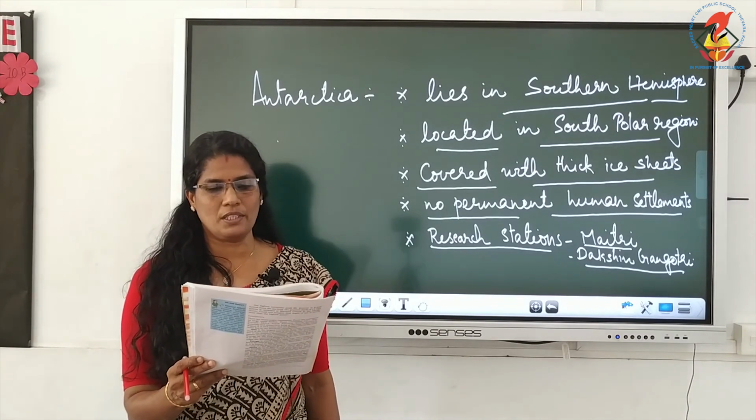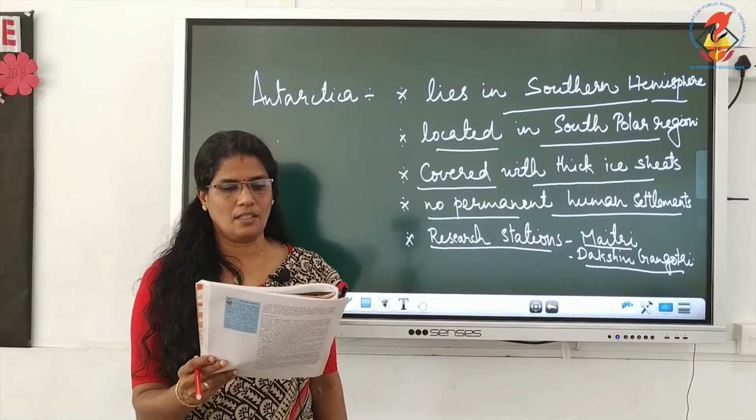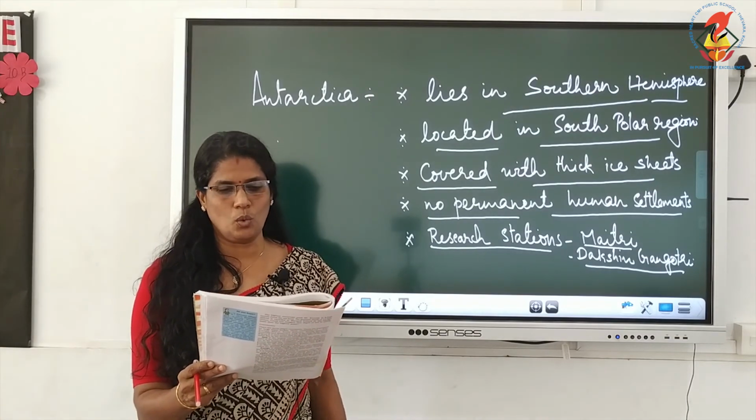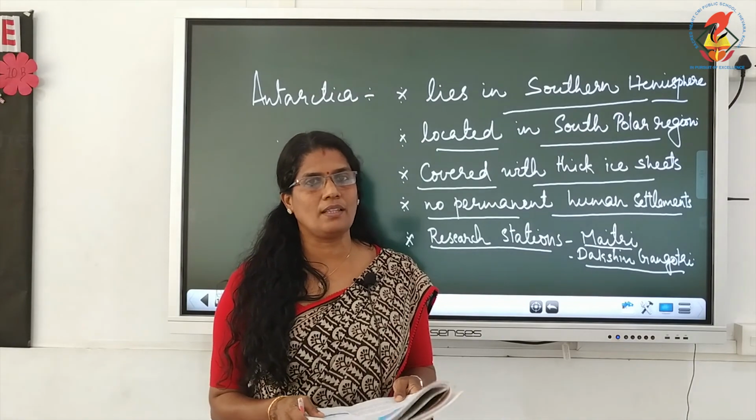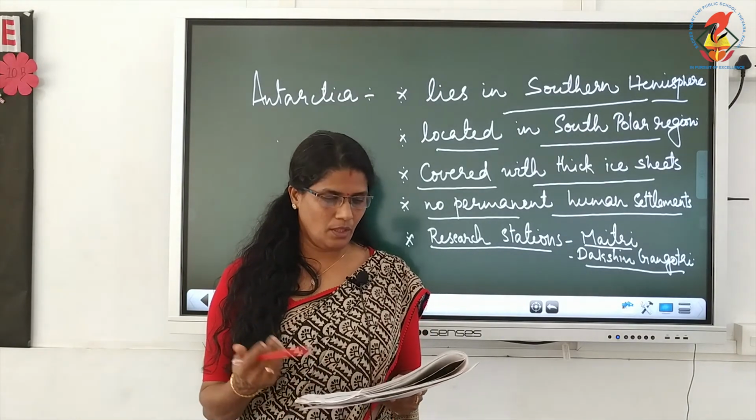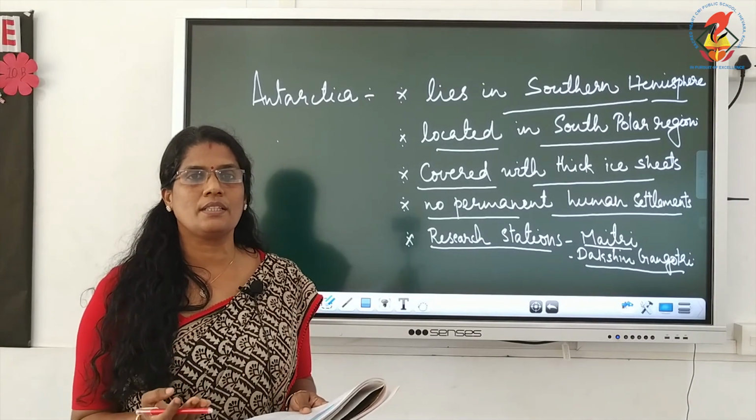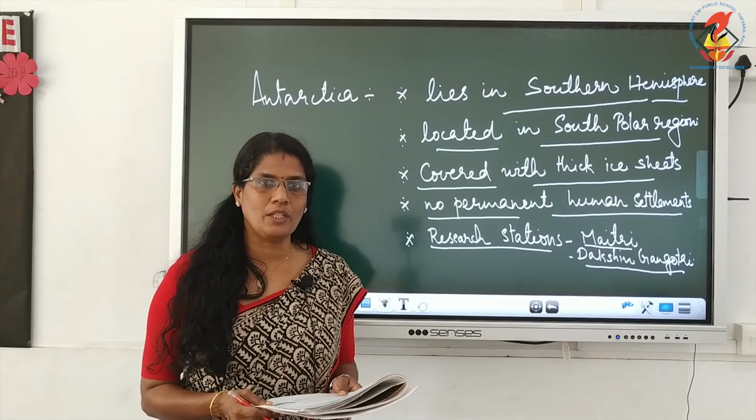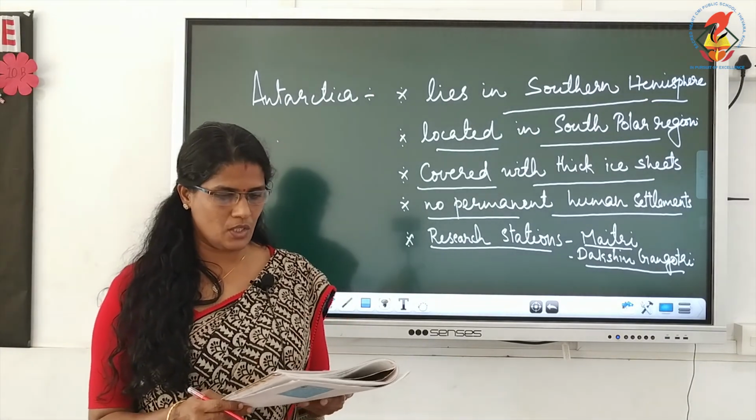Underline all these points. Many countries have research stations in Antarctica. India also has its research stations. A question may come on the two research stations of India; you can write Maitri and Dakshin Gangotri. Then one more question, like why there are no permanent human settlements. You can say it is in the South Polar region and is permanently covered with thick ice sheets, so no human settlements are found in the region.